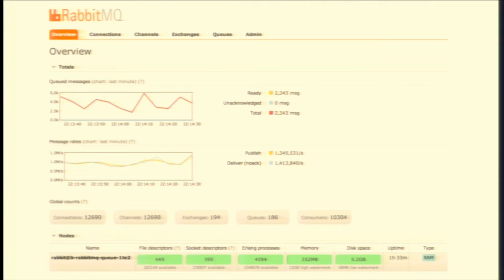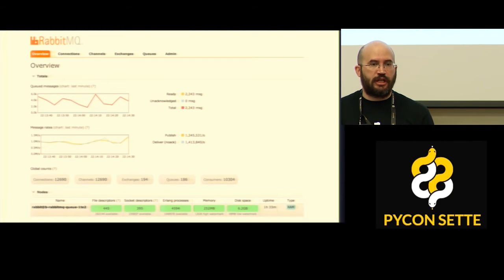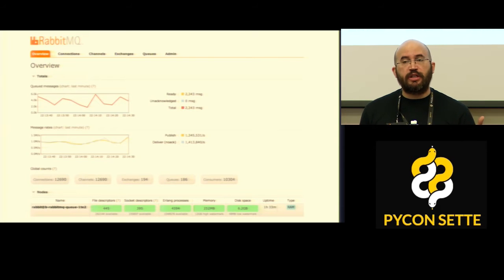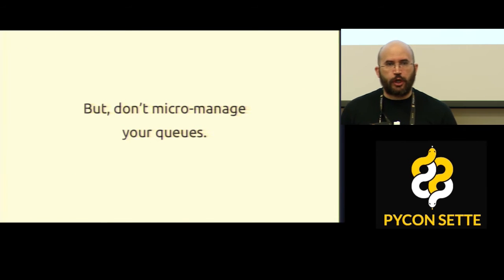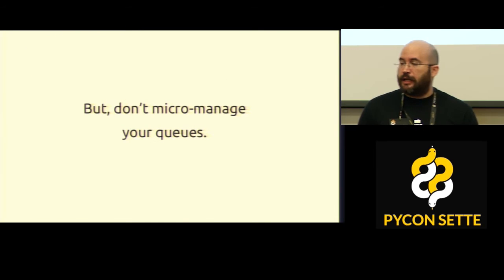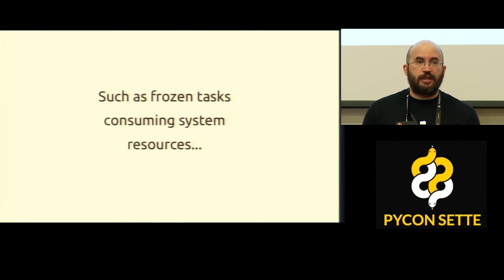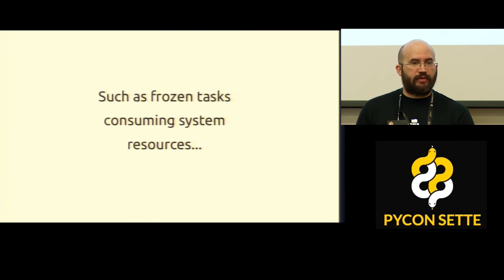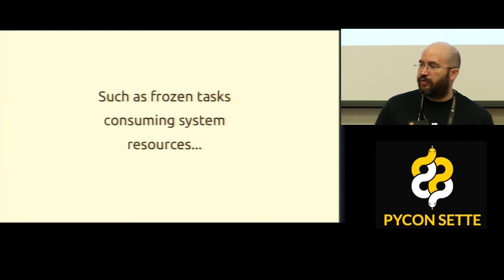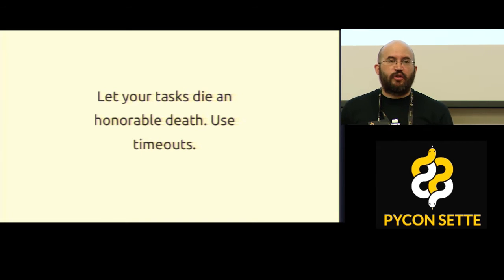So usually the amount of messages in a queue over a period of time is a good indication of your need to scale up or scale down. But don't micromanage your queues or your tasks. Frozen tasks, for example, consuming system resources, you should not be monitoring and doing cleanup of processes. Let Celery do that for you. And just let your task die in a controlled way.